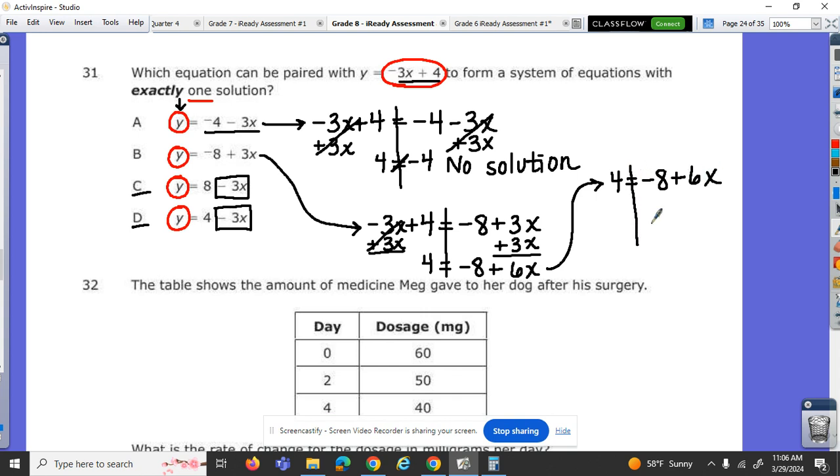Let's get rid of our constant, so adding 8 on both sides, and bring down our 6x. Then divide both sides by 6, and we have 2. So 2 is equal to x. In other words, one solution. So that means B is our right answer.